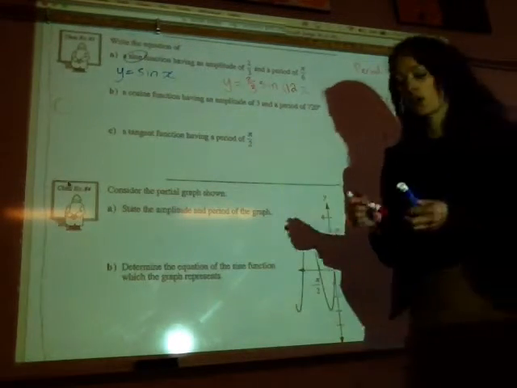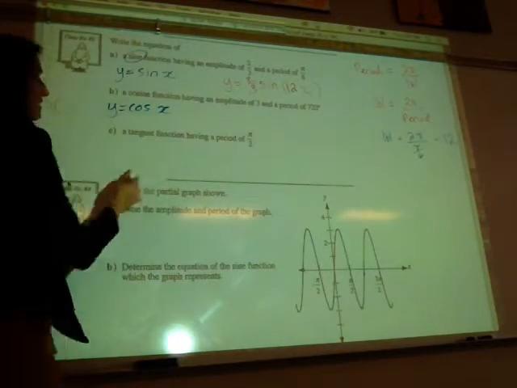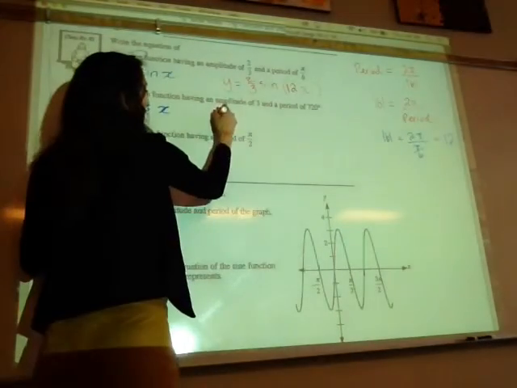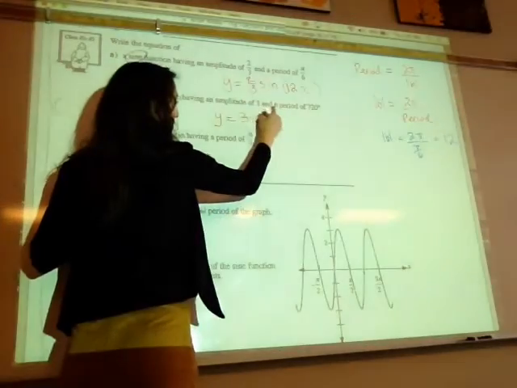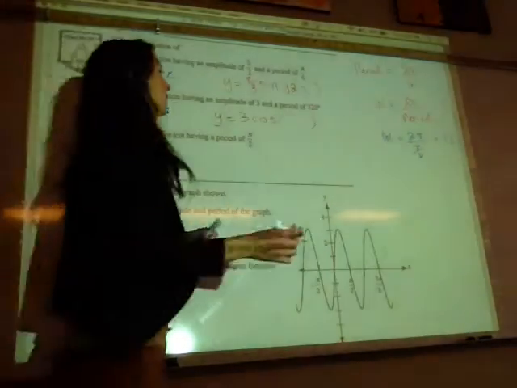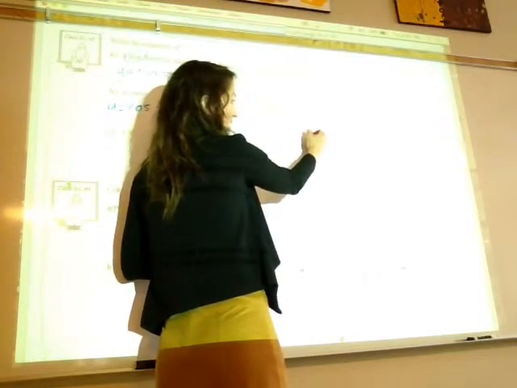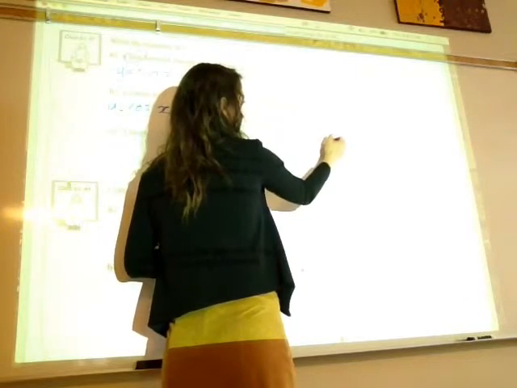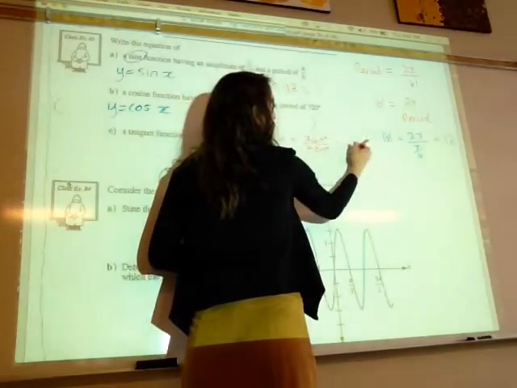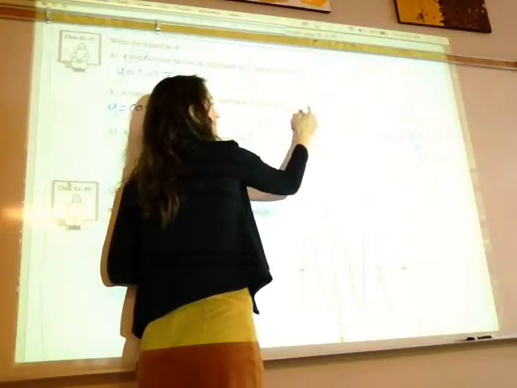Okay, next function is a cosine function. So we're comparing to y equals cosine x. We have an amplitude of 3 and a period of 720. So y will equal 3 cosine, and I just have to figure out what that b value is. Just a reminder, this time we're in degree mode, so b will equal 360 divided by the period given, 720, so we get a half. And that's going to go directly into the equation. We have half of x.